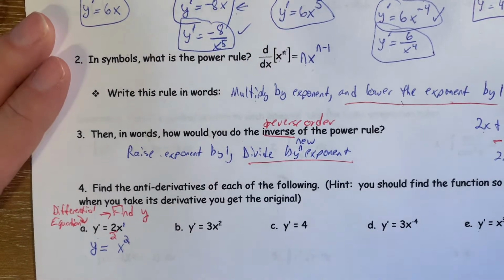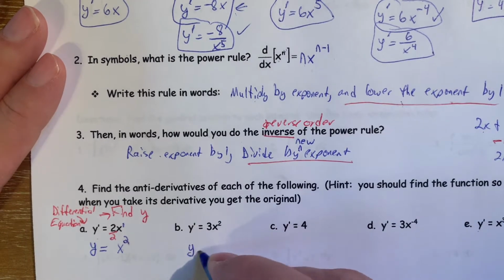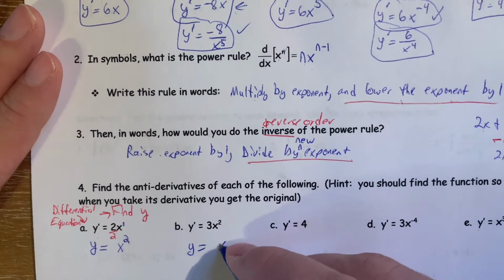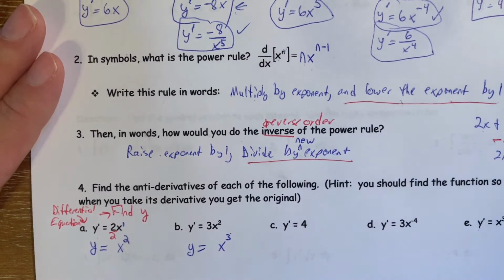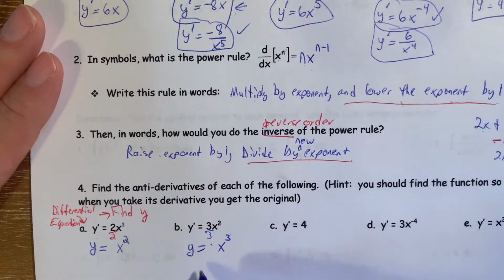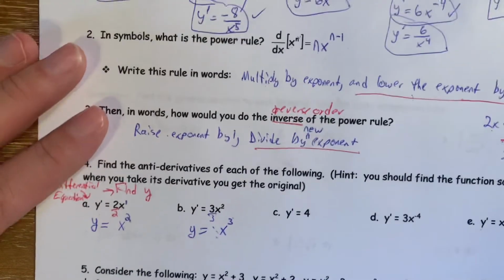Okay, why don't you try this next one? If y prime equals 3x squared, then y, the original function, must have equaled, well, we needed to raise the power by 1, so 2 plus 1 is 3, and then we divide by that new exponent. So it's just 1, so it's just y equals x cubed. We don't need to write the 1 here in either of these cases because 1 times anything is itself.